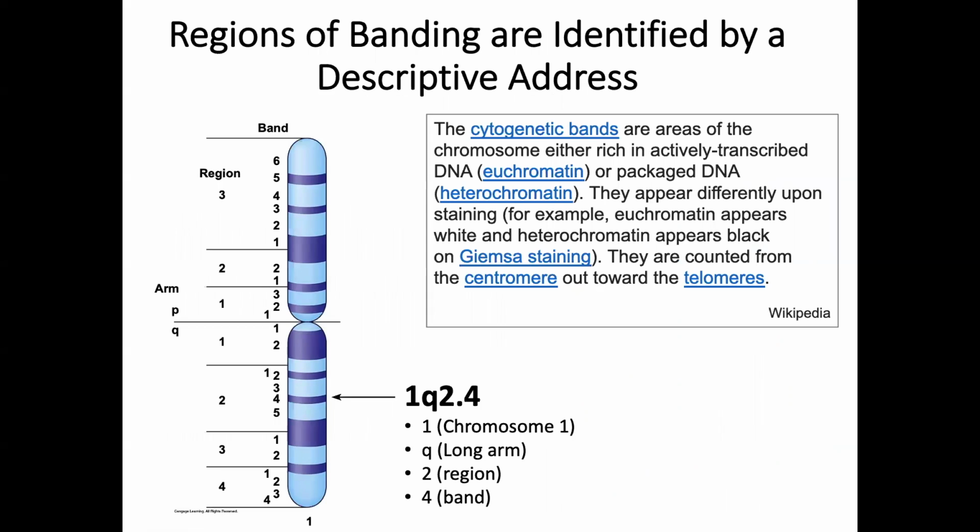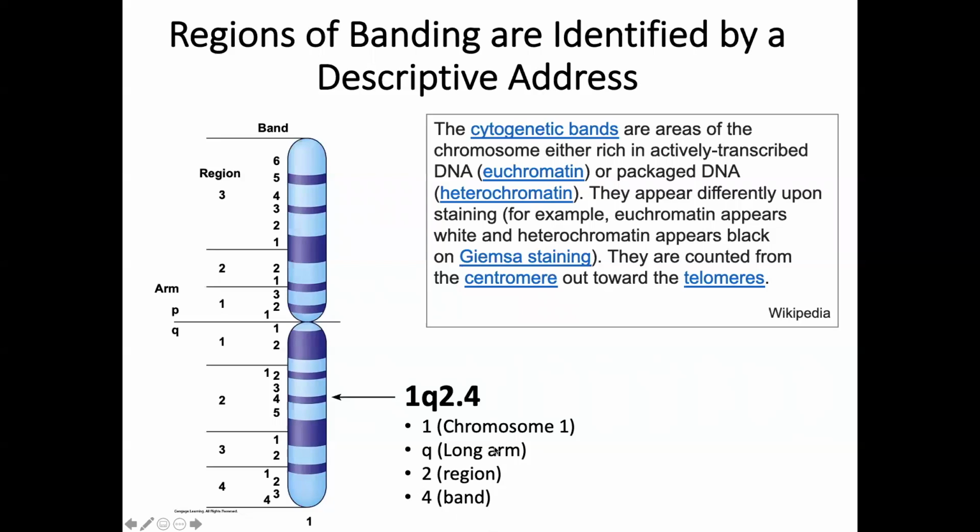The location of a gene or chromosomal region can be identified using a descriptive address related to banding. Okay, so this is similar to the address we use every day. It's very much like our school is in the country of United States, state of Texas, city of Houston. A gene locus contains the number of the chromosome, arm, region, and band, okay?